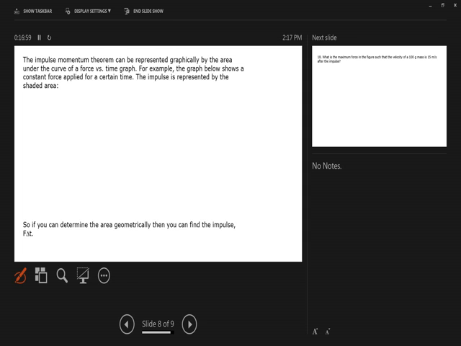So let's draw ourselves a graph here. My lines are not great, but here's a graph. If we can graph force versus time. Okay. So let's imagine we turn a force on and then we turn it off. So the force is 2 newtons and it's on for 4 seconds. And we have units of seconds here and newtons on our y-axis.